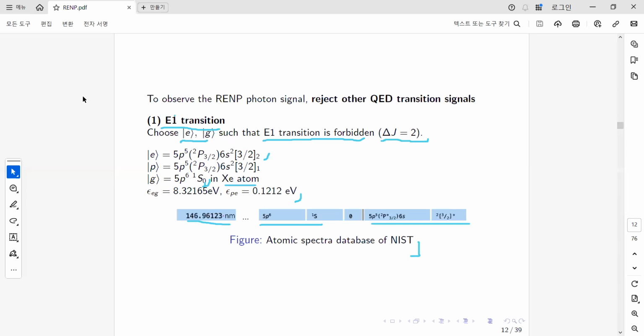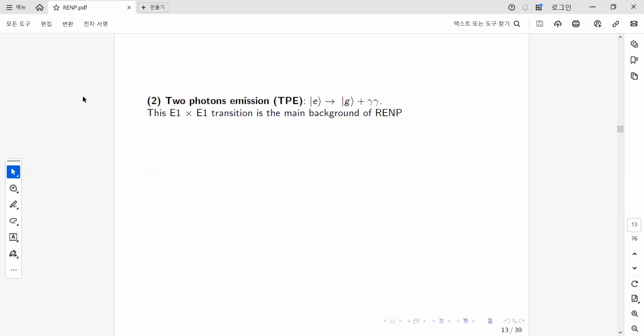Next, we also want to reject the two-photon emission process. This is the E1 times E1 transition, called two-photon emission, TPE, where two photons are emitted, and this is the main background of RENP. We reject the E1 transition signal by choosing specific excited and ground states.